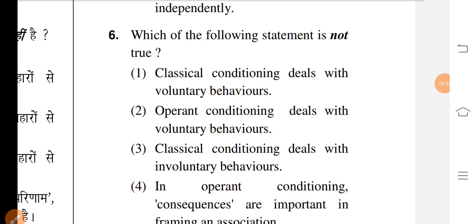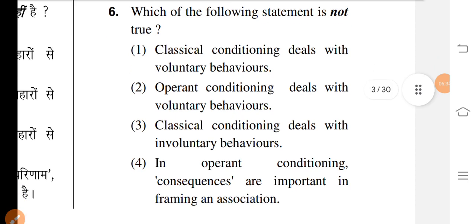Which of the following statement is not true? Four statements are given over here. Classical conditioning deals with voluntary behaviors. Yes. Second one is, operant conditioning deals with voluntary behavior. Okay. Third one is, classical conditioning deals with involuntary behavior. Fourth one, in operant conditioning, consequences are important in framing an association.